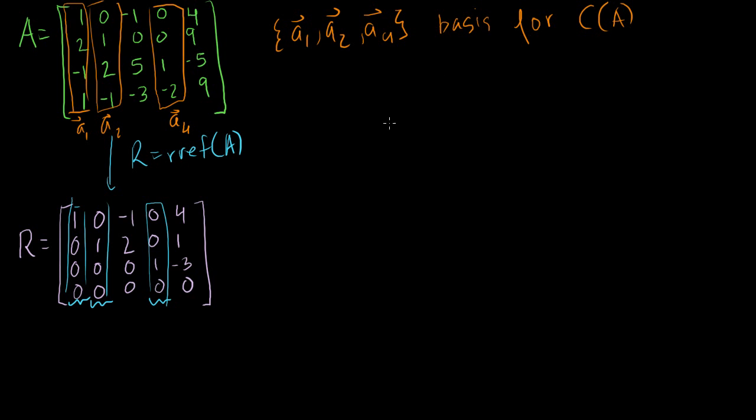And I didn't show you why two videos ago. I just said this is how you do it. You have to take it as a bit of an article of faith. Now, in order for these to be a basis, two things have to be true. They have to be linearly independent.